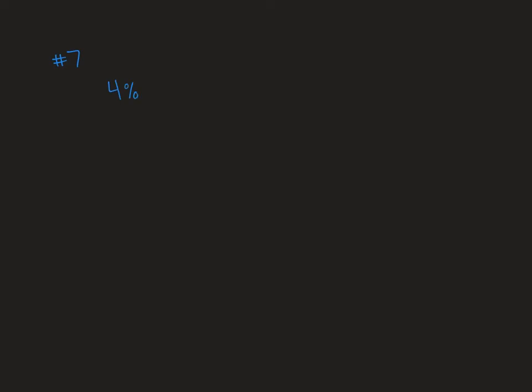So if they say 4% of 800, I need to start by finding 1% of 800, which is 8, and then I need to multiply that by 4. So 8 times the percentage is 32. So 4% of 800 is 32.